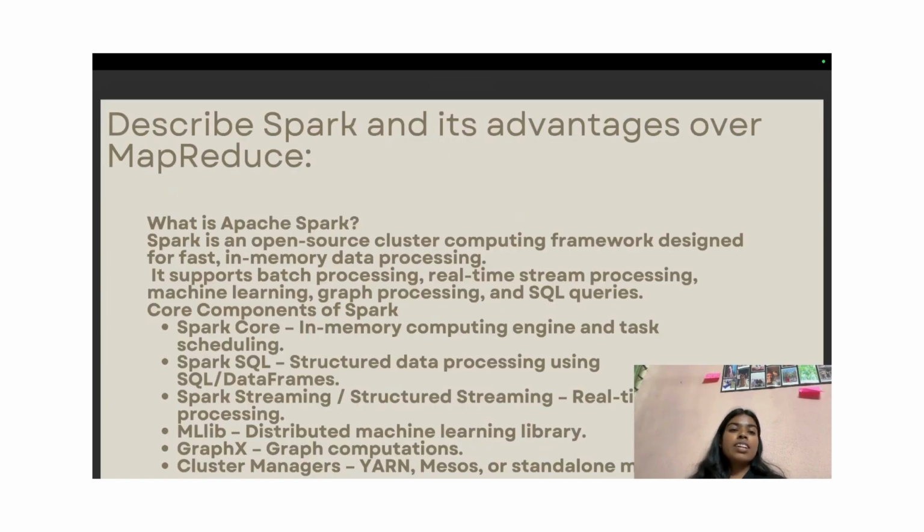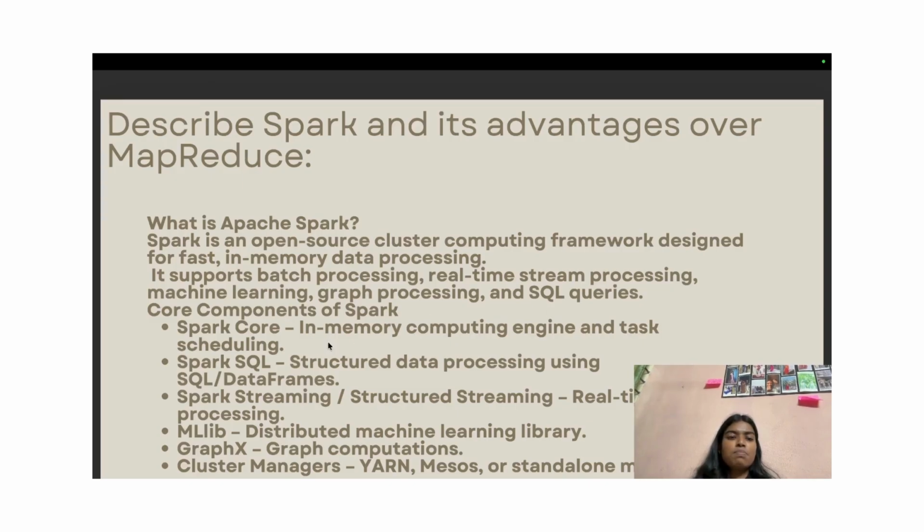Describe Spark and its advantages over MapReduce. What is Apache Spark? Spark is an open source cluster computing framework designed for fast in memory data processing. It supports batch processing, real time stream processing, machine learning, graph processing, and SQL processing.